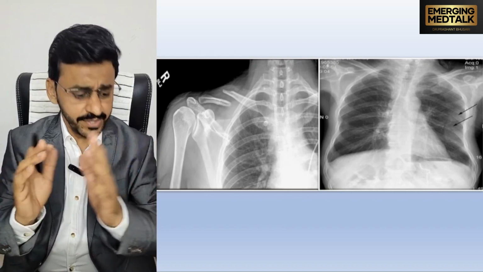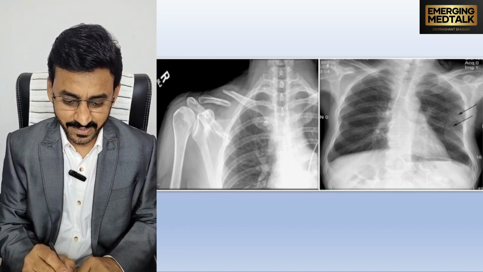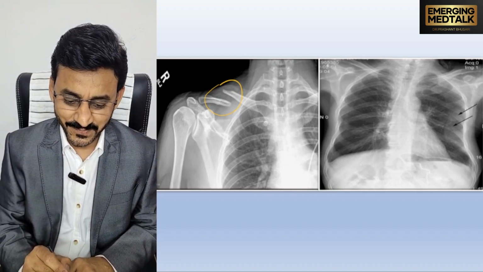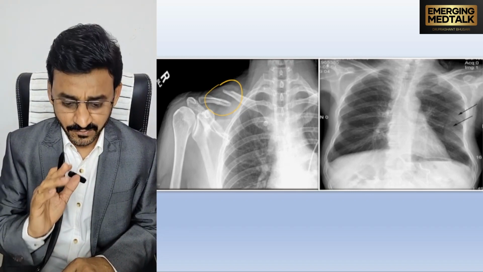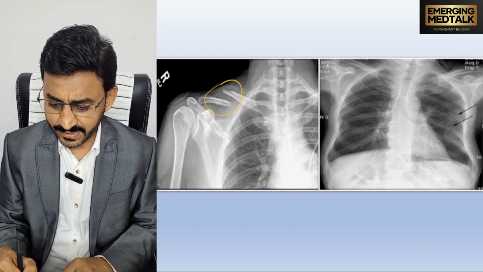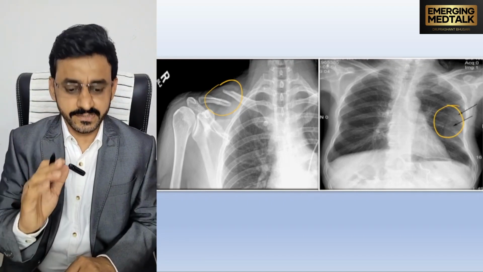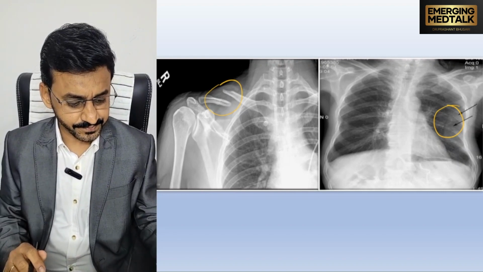Now why are we discussing these bones? Very simple. Here we can see a break in the cortical continuity of the clavicle. So there is a fracture of the clavicle, and here also we can see there is a break in continuity of the ribs. So there is a rib fracture.